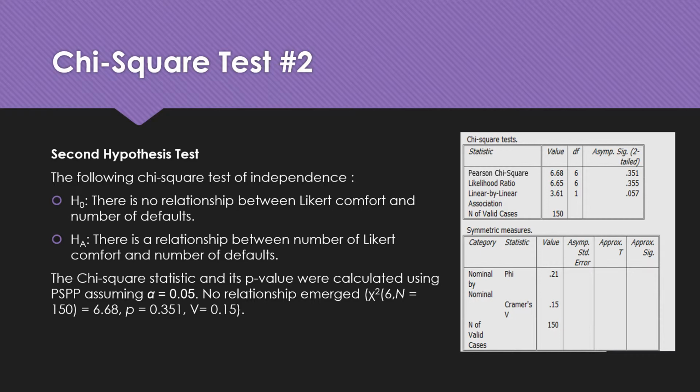The second test investigated if there is an association between the Likert comfort reported by individuals and the corresponding reported number of defaults. Using 150 valid cases and 6 degrees of freedom, results indicated no relationship with the Pearson's chi-square value of 6.68, p-value of 0.351, and a Cramer's V of 0.15.